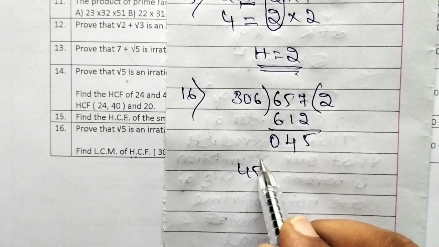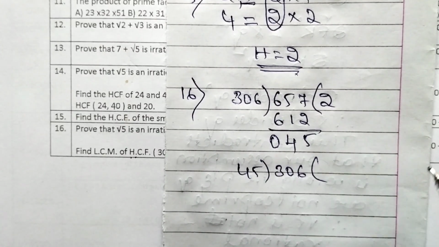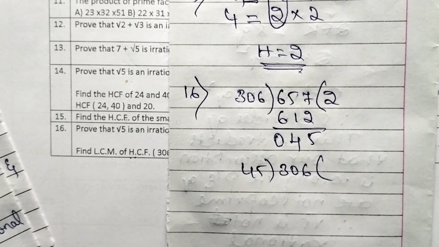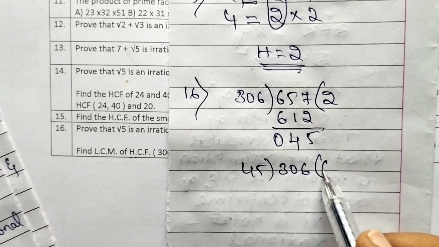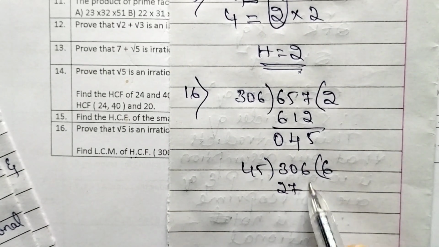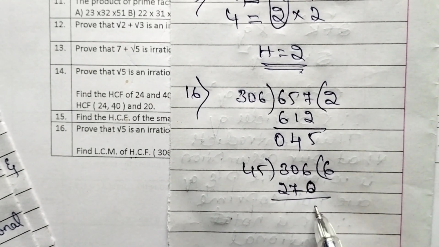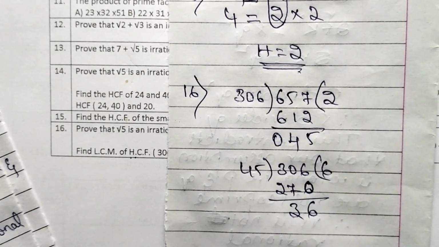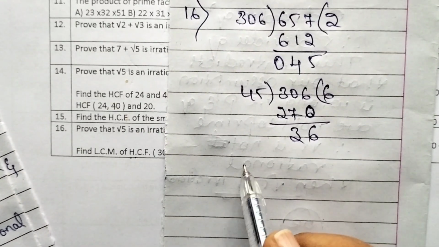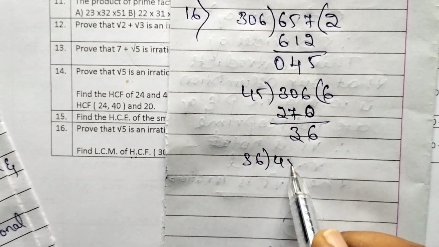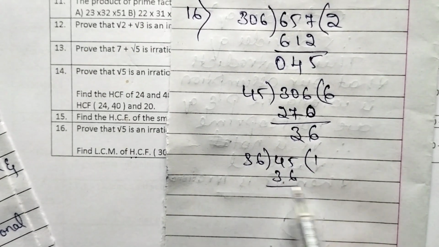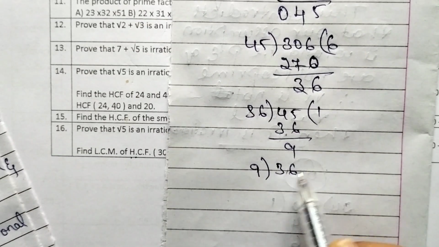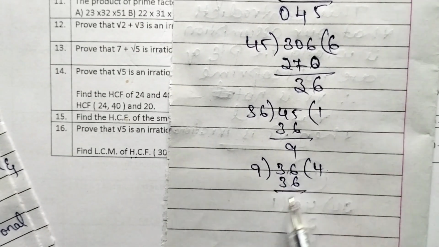Now take 45 and 306. Let us multiply by 45. 6 will become 270. 6 minus 0 is 6, then 10 minus 3 is 7, is 3. So now let us divide 45 by 36. 36 ones are 36, then the remainder is 9. Then take 9 and 36. 9 4s are 36, remainder is 0.